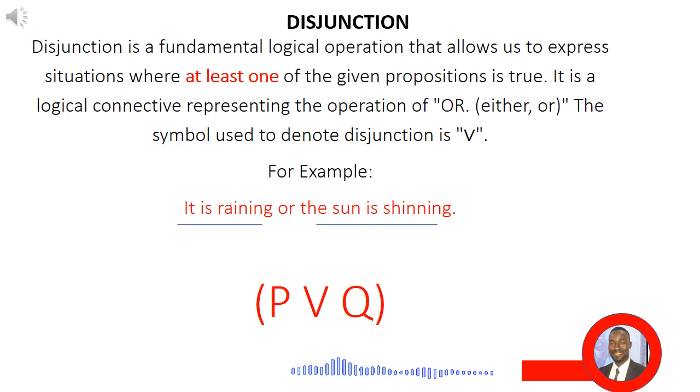A disjunction also shows the relationship between propositions or statements. However, it expresses a situation where at least one given proposition is true. It's a logical connective representing the operation of or. The symbol used to denote disjunction is the V alphabet. For example, it is raining or the sun is shining, and it's represented with PVQ, where P is our first disjunct and Q is our second disjunct. P, first disjunct, it is raining, and Q, second disjunct, the sun is shining.